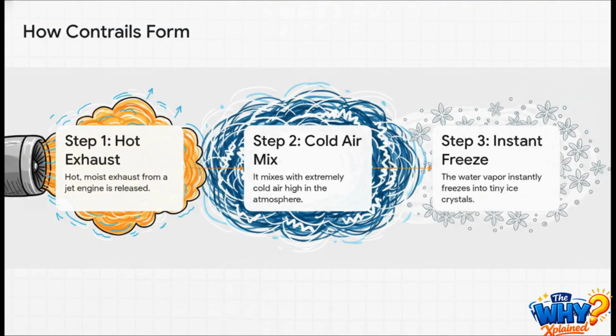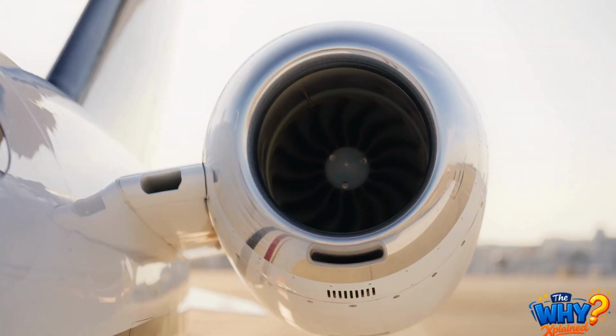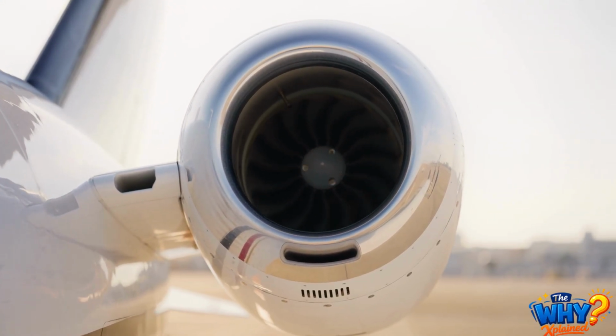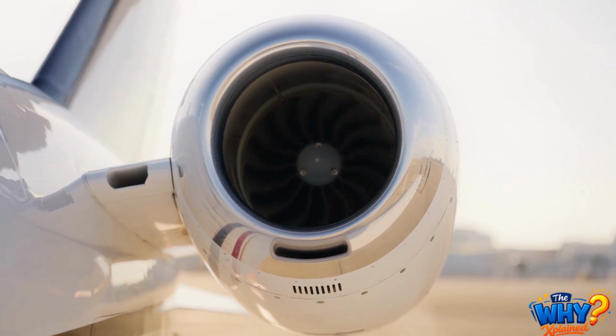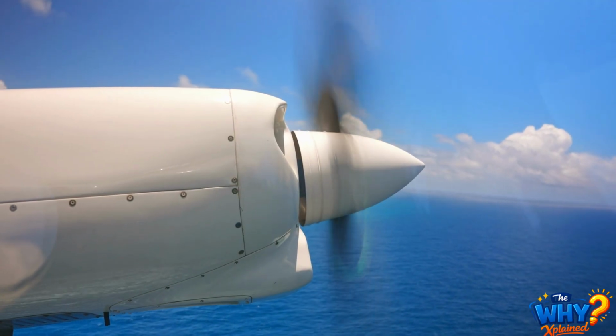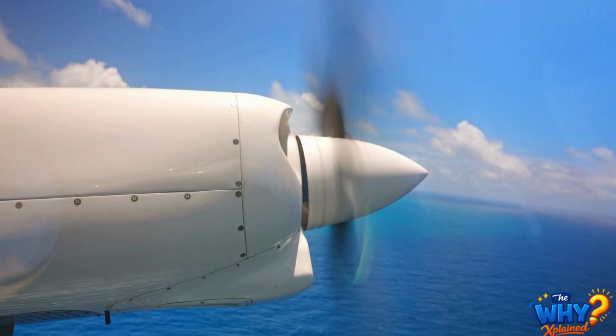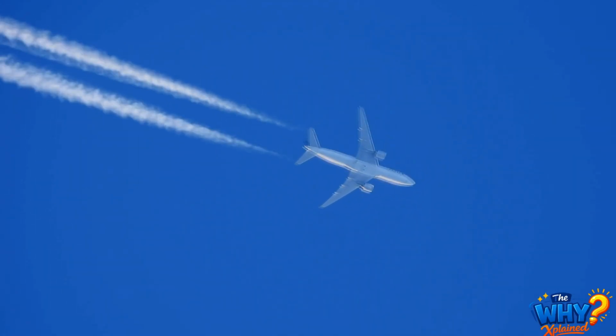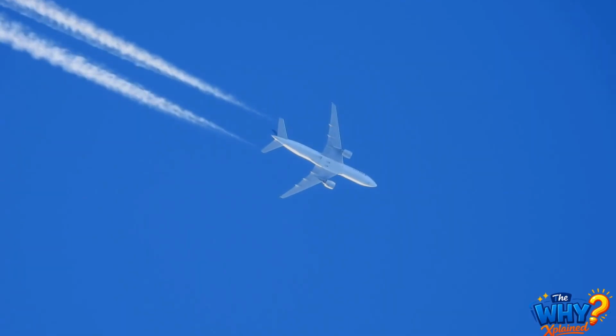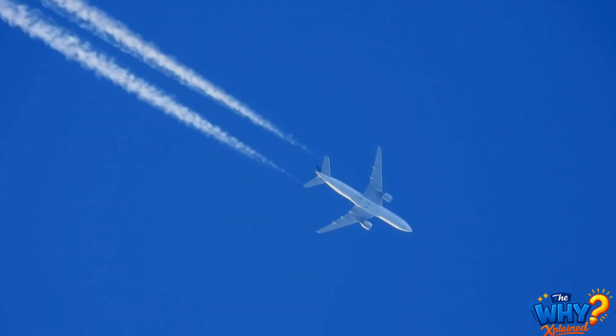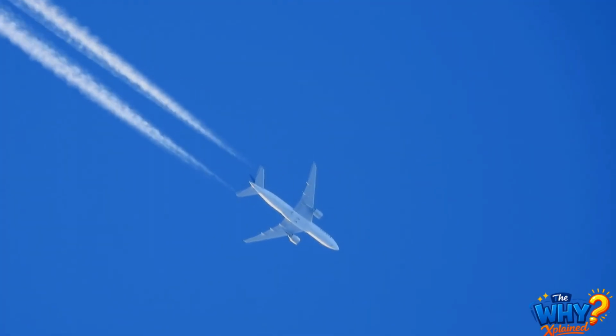It's a really simple three-step process. First, a jet engine is pumping out this really hot, moist exhaust that's just full of water vapor. Step two, that hot, wet air immediately mixes with the extremely cold air of the upper atmosphere. And finally, step three, that water vapor instantly freezes into millions of tiny little ice crystals. And voila, that's the white line you see in the sky.